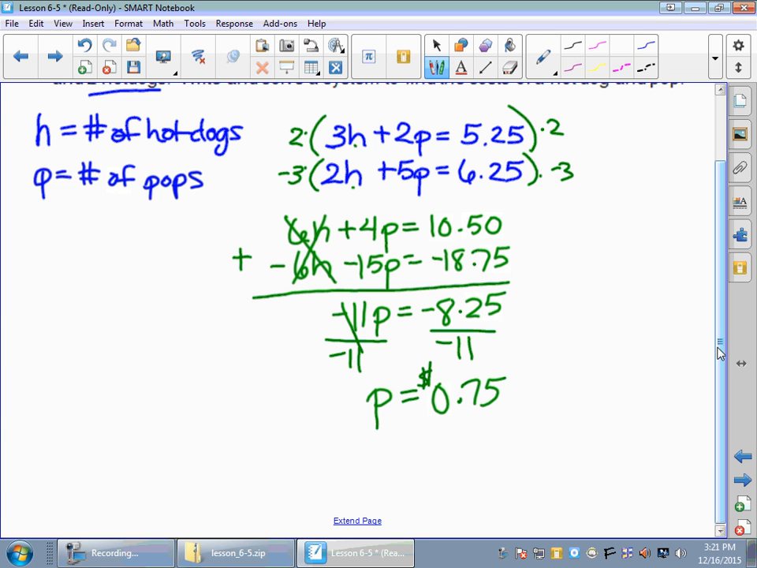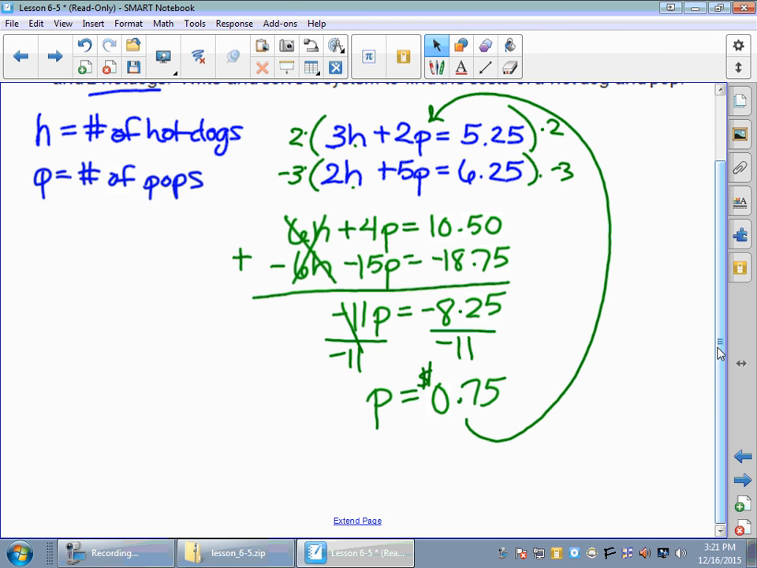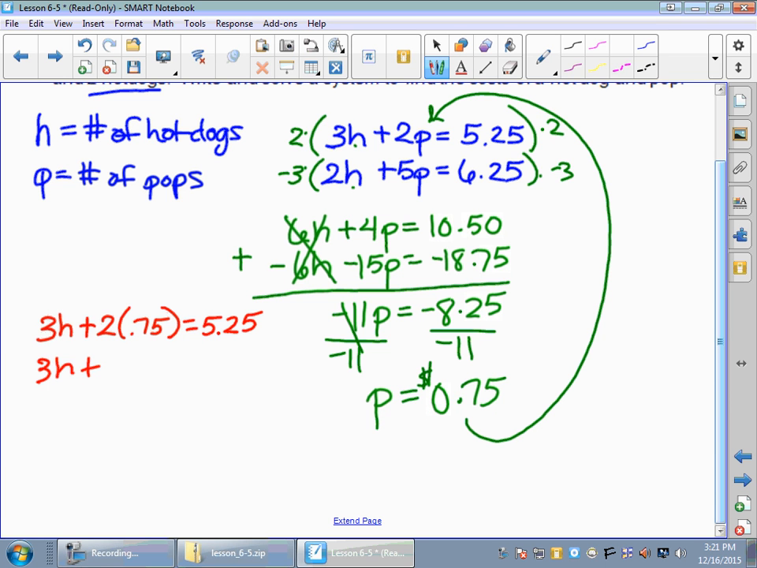We need to plug that back in so that we can find the cost of the hot dogs. So I can just use the original problem. I'm going to use the first original problem to find out how many hot dogs. So I'm going to say 3H plus 2 times 75 cents is equal to $5.25. That means 3 hot dogs plus the 2 pops at 75 cents each is $1.50 is equal to $5.25.